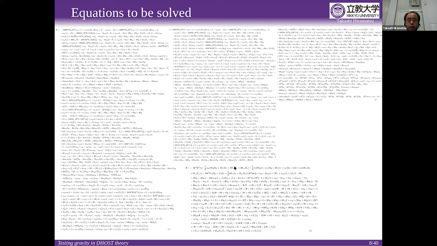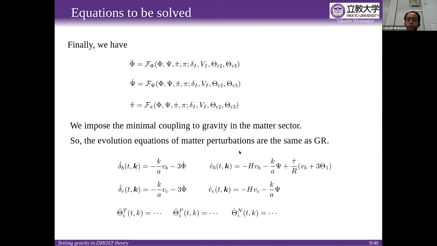Sorry. Actually, this equation is so wrong to write down like that. As for the matter sector, we assume the minimal coupling to the gravity in the matter sector. So the evolution equations for the matter perturbations, here density perturbations and the velocity perturbations for baryon and CDM and photons anisotropy, are actually the same as those in the GR.